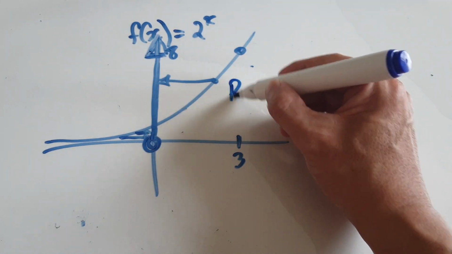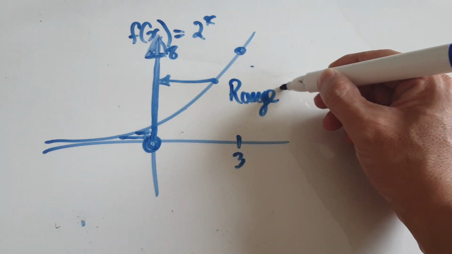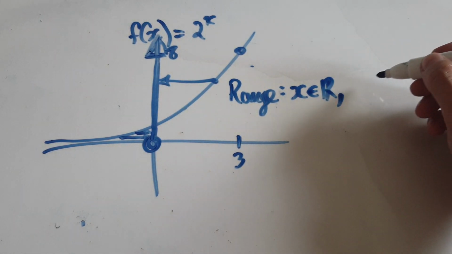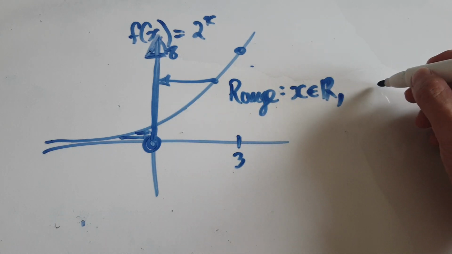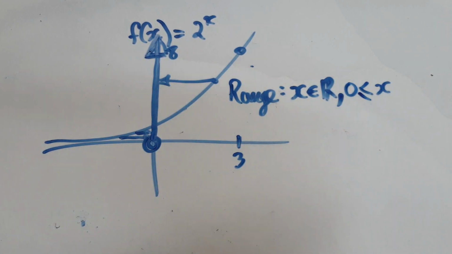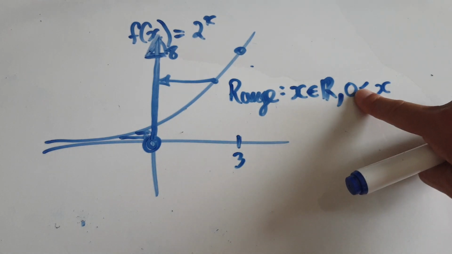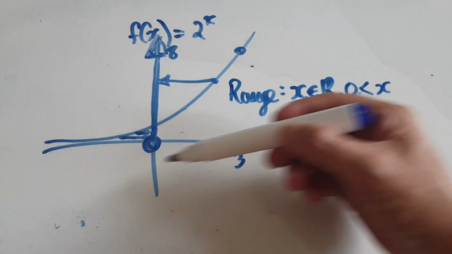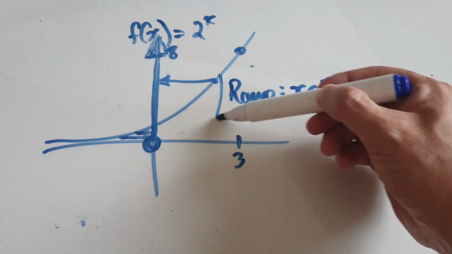So this would be range: x belongs to anything on the real number line, comma, and then state your restriction. x must be strictly greater than 0. It will never get to 0. Equal to would be wrong. It must be strictly greater than 0. And then yeah, just this bit here. It must be greater than 0. That would suffice. Okay.